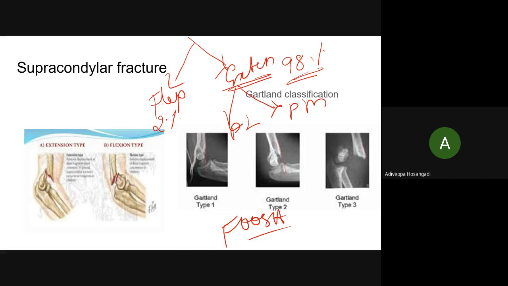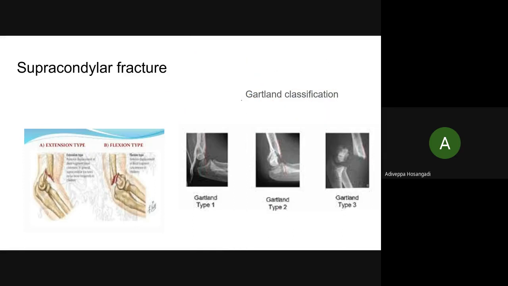This is a broad classification. Posterior-medial displacements are further classified by Gartland's classification. Don't try to remember the name of the classification. It is divided into three types: type 1, 2, and 3, depending upon the degree of displacement. Look at this very carefully.